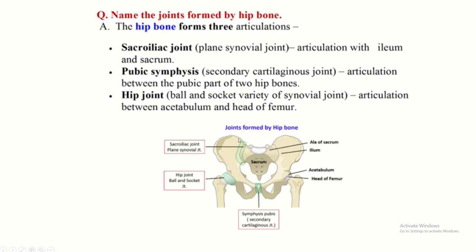Here, articulation occurs between the ilium and the sacrum. The pubic parts of the two hip bones are articulated with fibrocartilage and form the secondary cartilaginous joint. Here, the head of the femur is articulated with the acetabulum of the hip bone.